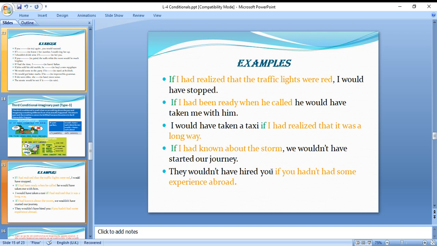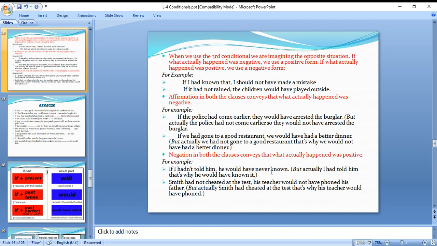Now you can see that in the subordinate clause we are using past perfect, and in the principal clause would, have, and the third form of the verb. If I had known about the storm, we wouldn't have started our journey. They wouldn't have hired you if you hadn't had some experience abroad. Now, in the subordinate clause there's a perfect tense, and the second had is actually the past participle form of have, but that is a main verb.